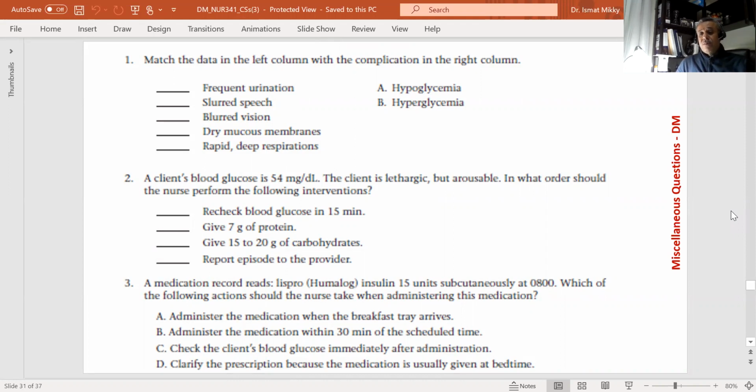About the Humalog insulin, 15 units sub-Q at 8. So administer the medication when the breakfast tray arrives.